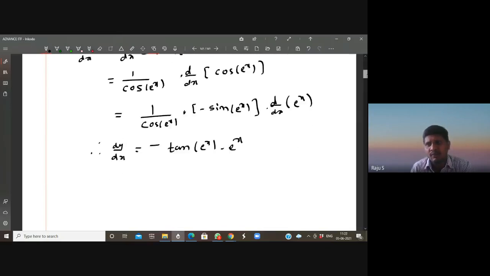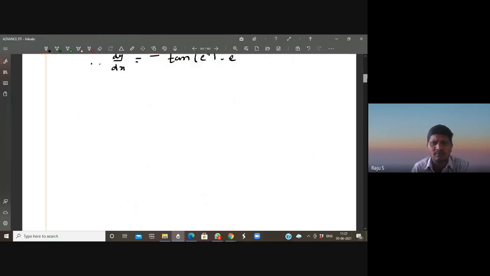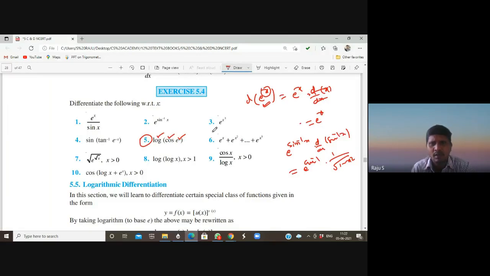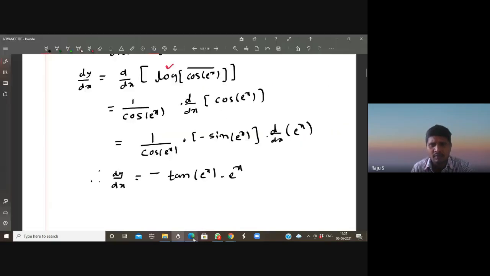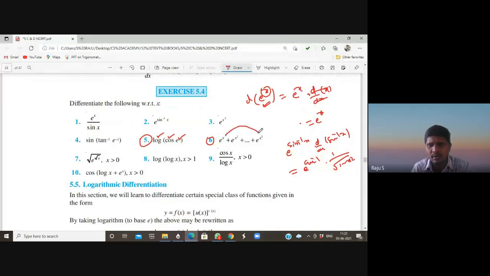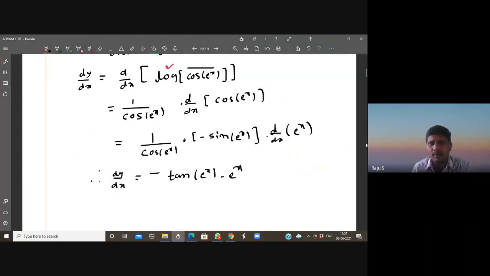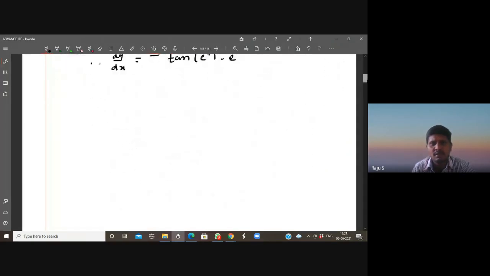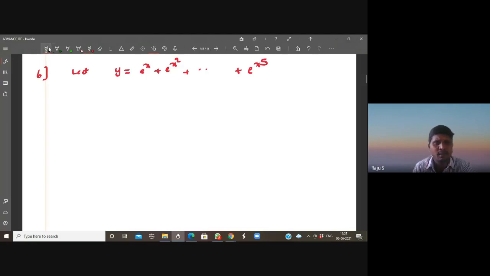For the remaining questions, we can go through the chain rule like this. If you have any doubts, you can ask. Now the sixth question is the same, from e power x up to e power x to the power of 5. Is it clear, students? Let me take the given function as y equal to e power x plus e power x square plus so on, up to e power x to the power of 5.